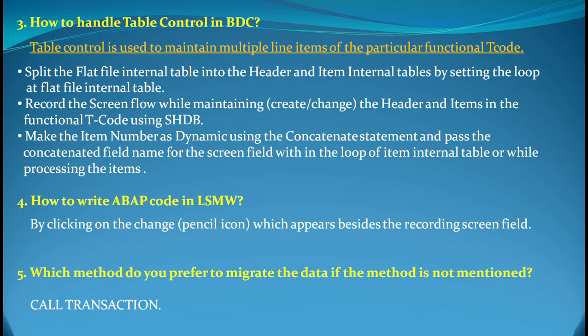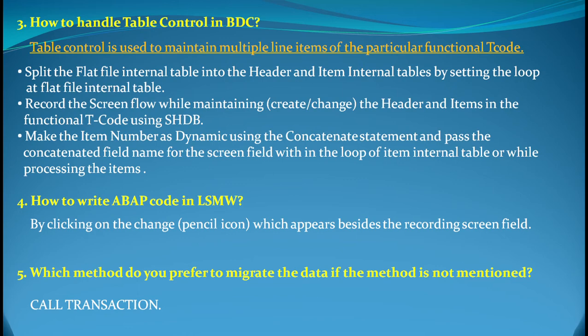Then you make the item number dynamic. How do we make this dynamic? You concatenate the statements and you pass the concatenated field name for the screen field within the loop of the item in the internal table. Or you can also do this while processing the items, or while processing the entries. So this is the way how you handle table control in BDC.